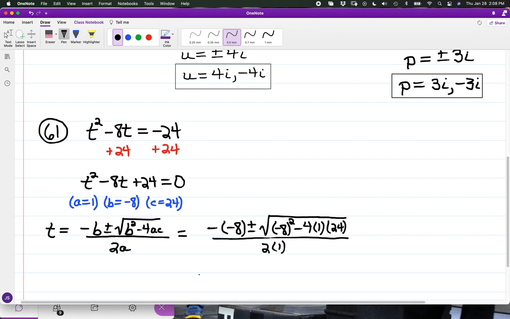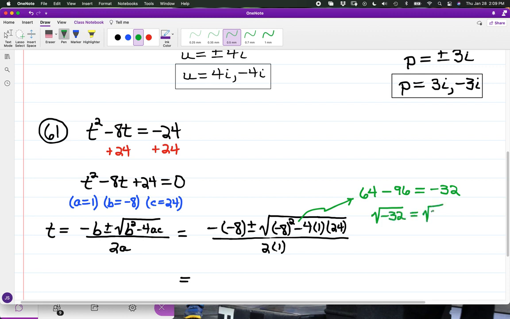Now for the activity going on inside the radical. Within, the square of negative 8 is going to become negative 8 times negative 8, which is positive 64. Now with negative 4 times 1, you have negative 4. Negative 4 times 24 becomes negative 96. And 64 minus 96 becomes minus 32. And if I take the square root of the difference, so you have the square root of negative 32.